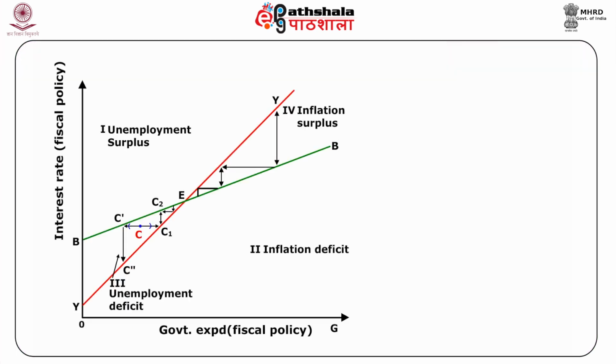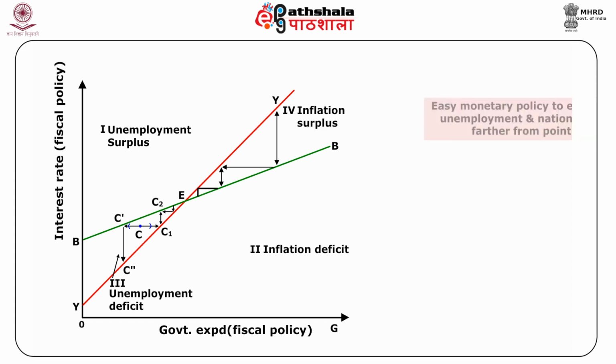Monetary policy should be assigned to achieve external balance and fiscal policy to achieve internal balance. If the nation did the opposite, it would move farther and farther away from internal and external balance. As shown in the figure at point C, indicating unemployment and a deficit represented by Zone 3, the nation used a contractionary fiscal policy to eliminate the external deficit and move to point C dash on the BB line.